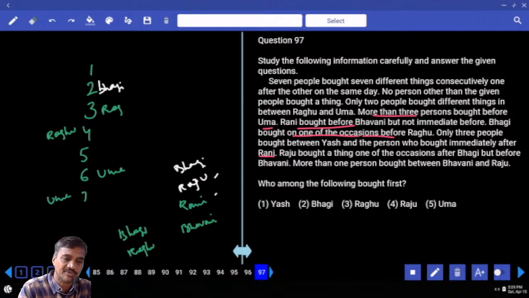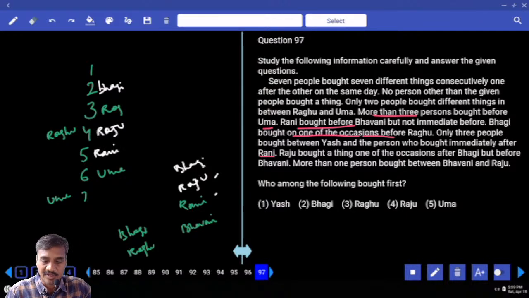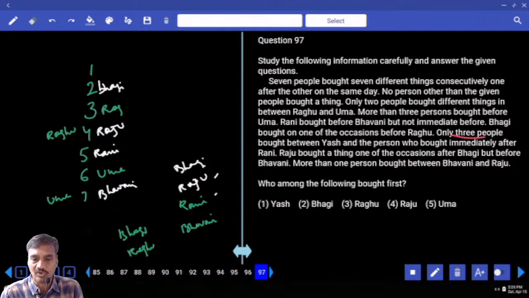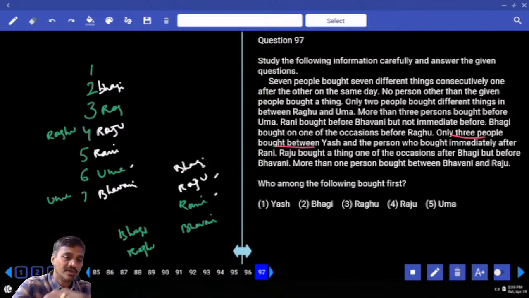Raju tarvata evaru undaru cheppandi? After Raju, this is Rani, and next to Rani, who are the other people here? Bhavani is here. More than one person between Bhavani and Raju; that is fine. Now ikkada chudandi, only 3 persons between Yash and the one who bought immediately after Rani. Immediately after Rani, Uma. Between these 2 persons, we need exactly 3 people. Is it possible? No. Hence, Bhagi cannot be at this place.